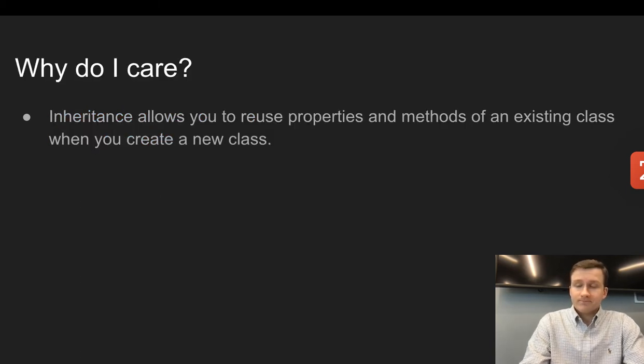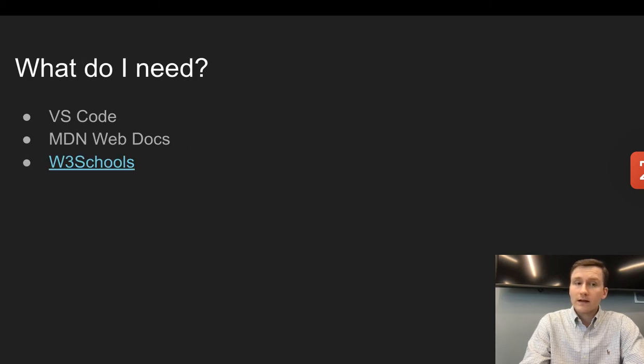So why do I care? Inheritance allows you to reuse properties and methods of an existing class when you create a new class. What do I need? VS Code, Mozilla Developer Tools, and W3Schools.